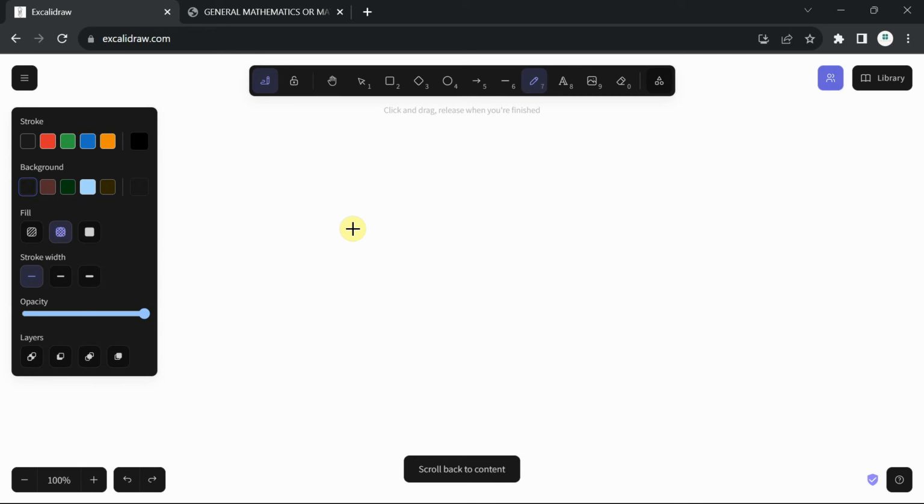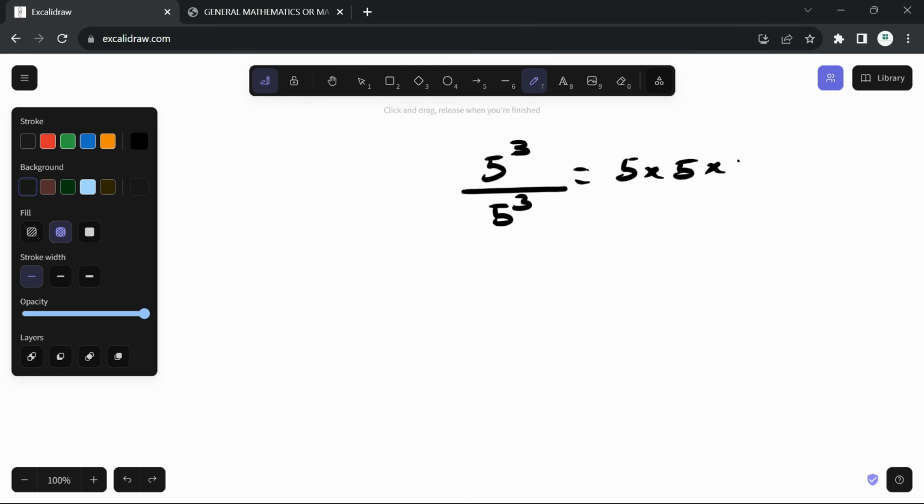Let's do some analysis. If I have 5 raised to the power of 3 divided by 5 raised to the power of 3, I could say 5 times 5 times 5 divided by 5 times 5 times 5, right? And cancel, 5 will cancel here, 5 will cancel here, 5 will cancel here, 1, 1, 1. So it's like 1 times 1 times 1, which gives me 1, right?